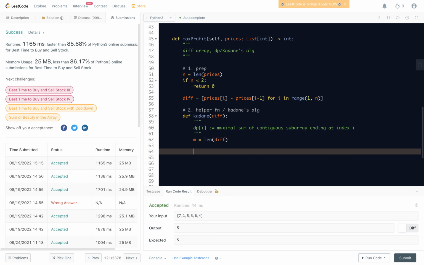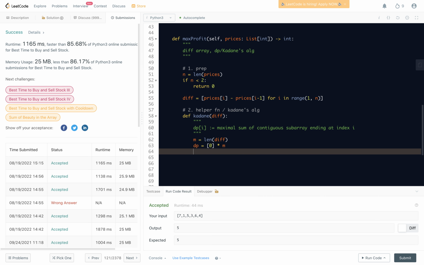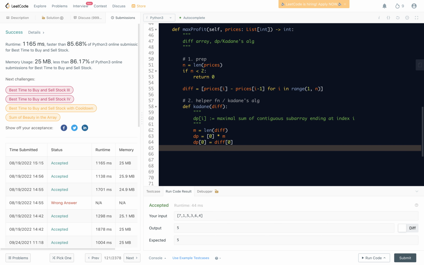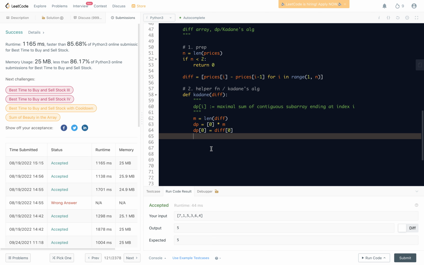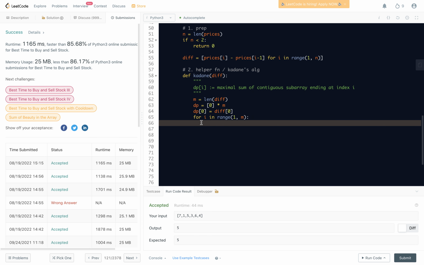First, let's initialize the dp table. The dp will be 0 times m. I want to first set the 0th index element, or the first element, just for convenience. So dp[0] will be diff[0]. And then I'm going to update all the other dp components. This is basically a for loop, for i in range 1 to m. Notice that dp[i] is the maximal sum of contiguous subarray ending at index i.